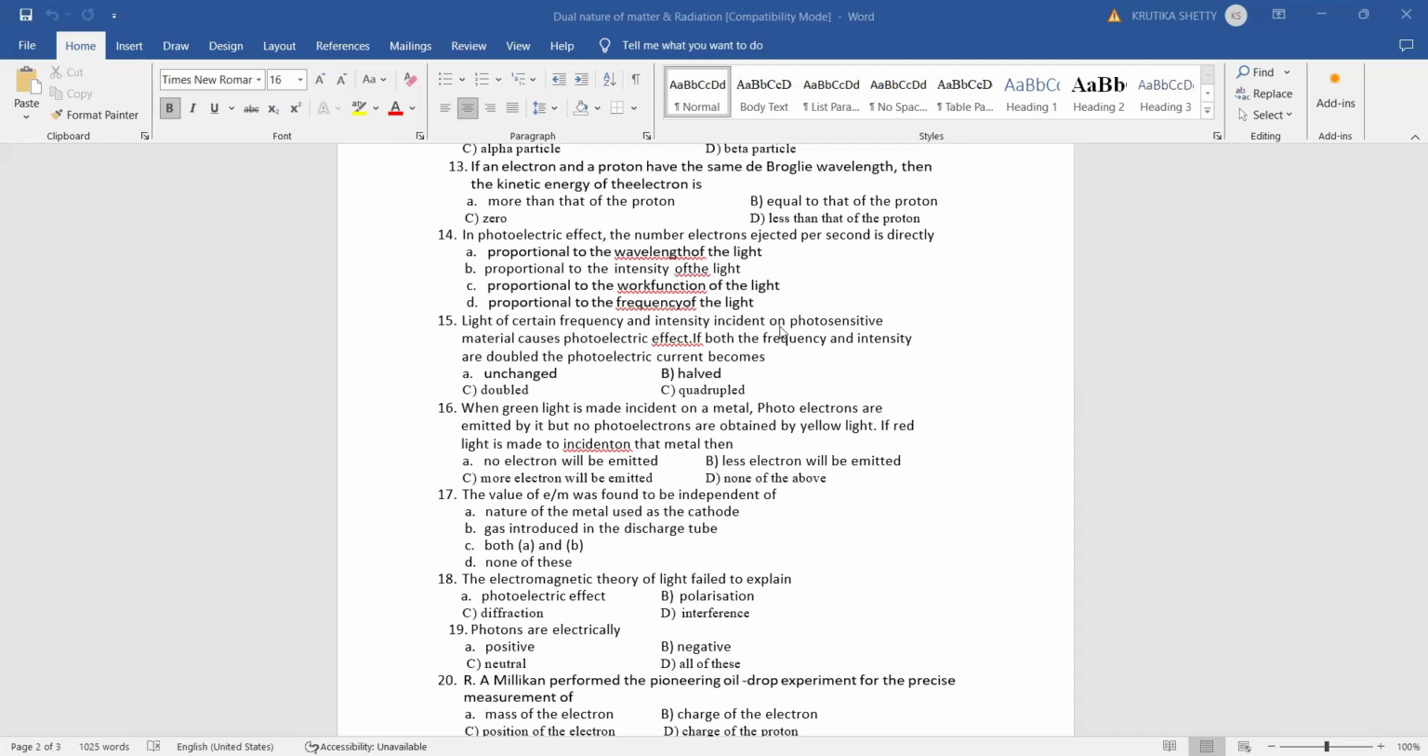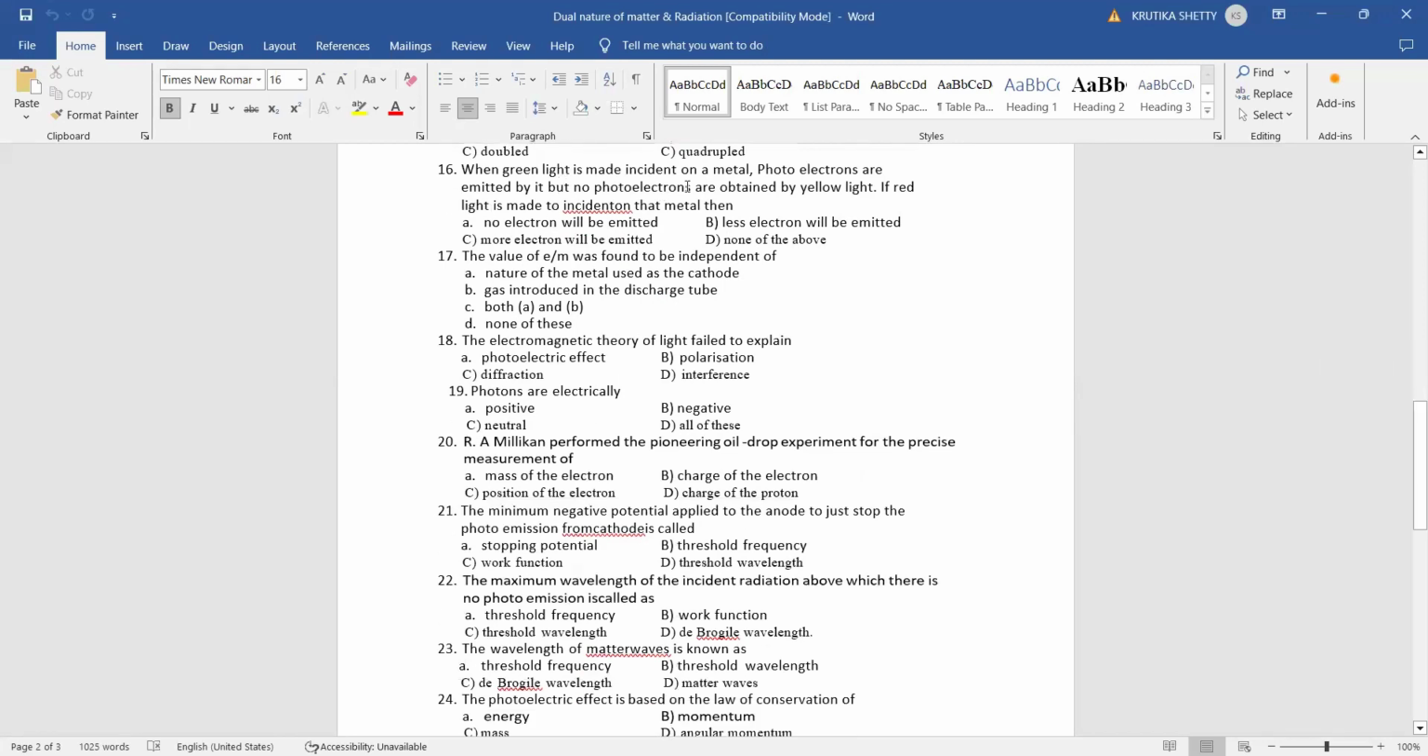Light of certain frequency and intensity incident on photosensitive material causes photoelectric effect. If both the frequency and intensity are doubled, the photoelectric current becomes what? Option C. Yes, very good. So the photoelectric current also doubles. Option C is the right answer. Go for question number 16, students.